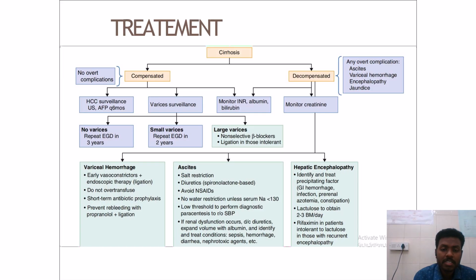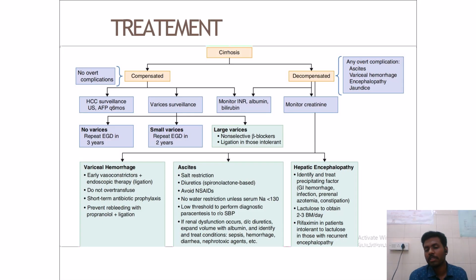So to reduce the portal hypertension, we are going to use propranolol plus ligation of the bleeding vessels. For treatment of ascites, the main treatment is salt restriction and use of diuretics, mostly spironolactone. You should avoid NSAIDs, and no water restriction unless serum sodium is less than 130. If renal dysfunction occurs, diuretics can be stopped, and expand volume with albumin and identify and treat conditions such as sepsis, hemorrhage, diarrhea, nephrotoxic agents.